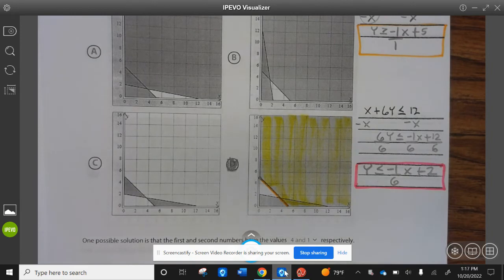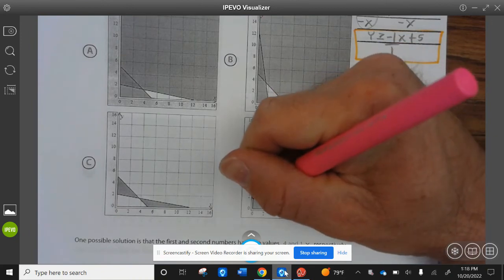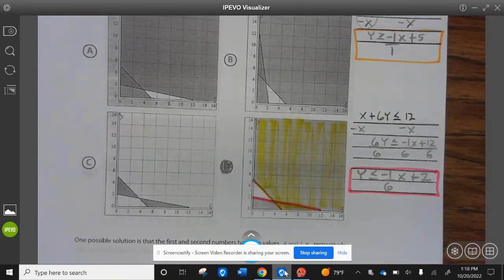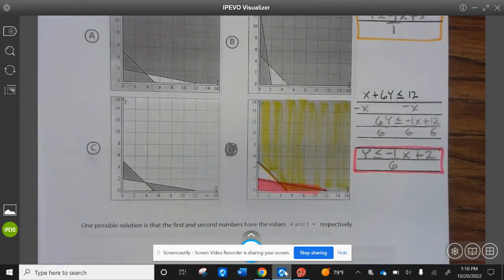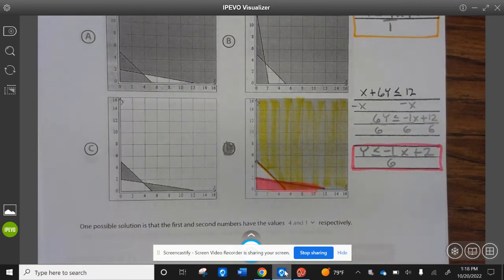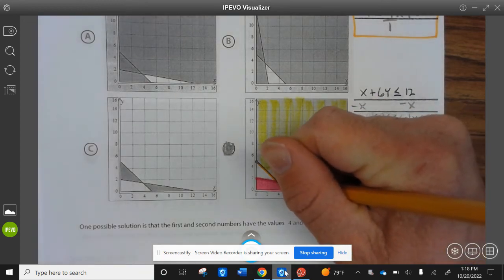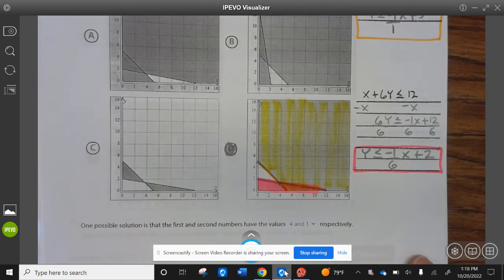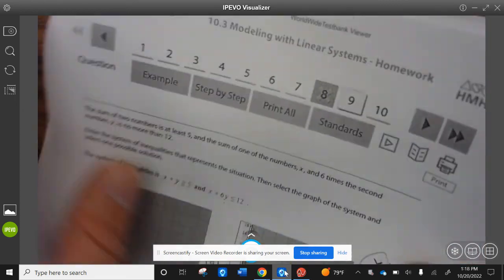So we start at positive 2, and we go down 1 to the right 6, down 1 to the right 6, so we're here. And then it's less than, so we shade below. So our solution is the overlapping shaded region. Now it says one possible solution is that the first and second numbers are 4 and 1 respectively. So 4, 1 is actually right here, which lies on the line. So that is correct. All right, let's take a look at the next example.